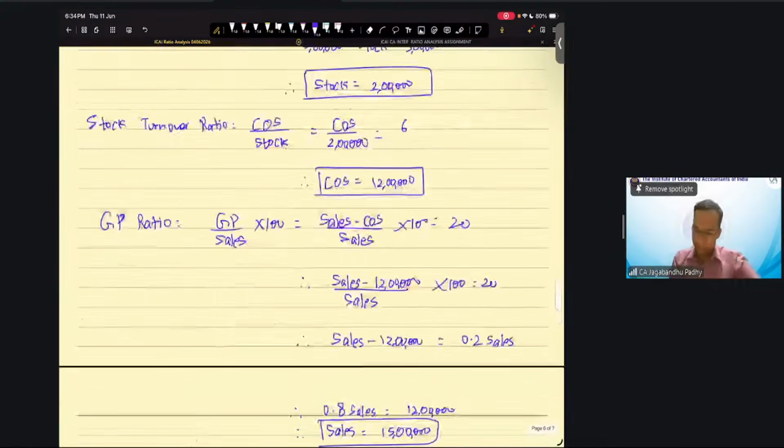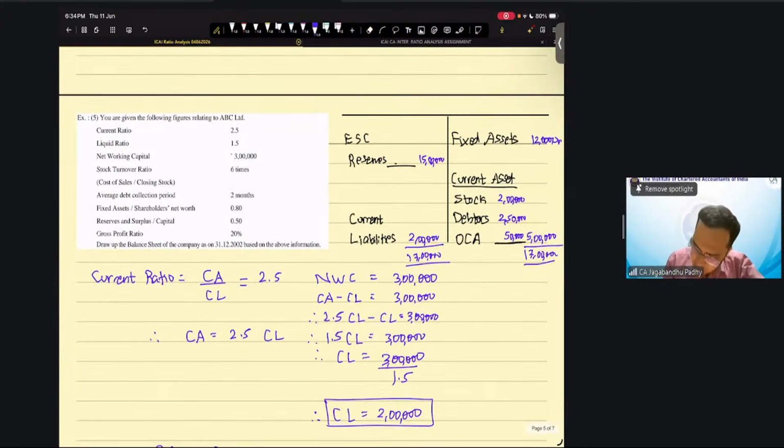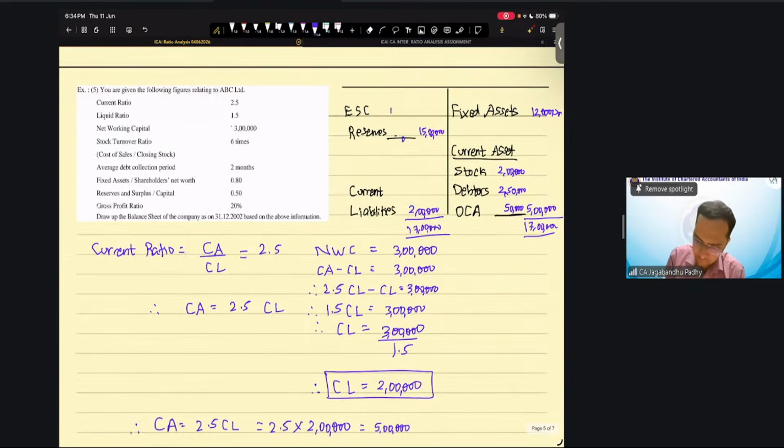So in the balance sheet, we got the capital as 10 lakh, and reserves is 5 lakh. Reserves is your balancing figure again, 5 lakh. So this completes our entire balance sheet format. We have computed whatever was possible from the given ratios.